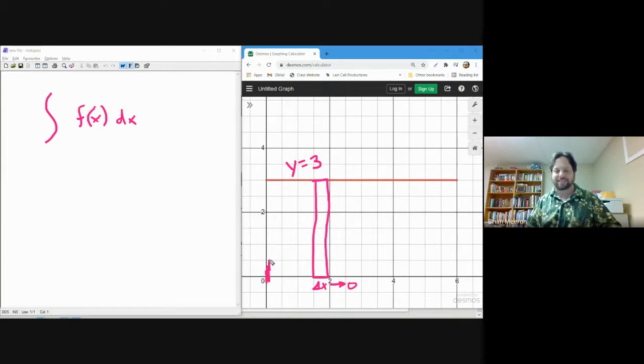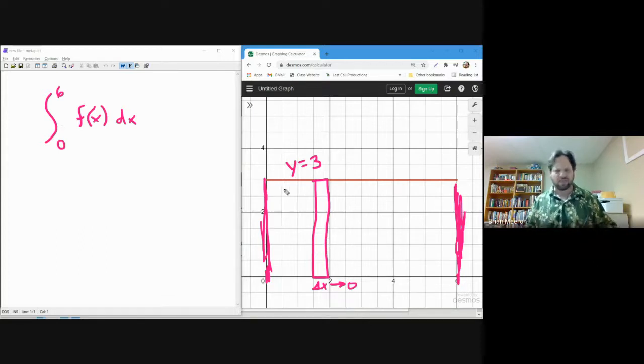Again, we're going from x equals 0 up to x equals 6. Wow, that's a terrible drawing. Well, we'll go with it. So we're going to go from 0 up to 6. And if we evaluate this function, this will give us the area under that curve.